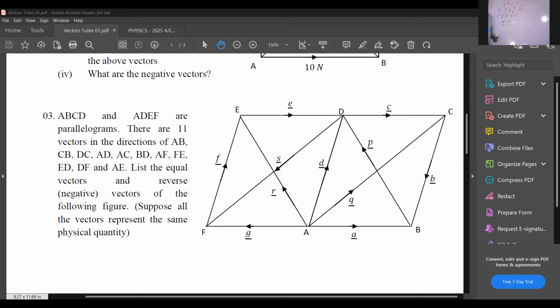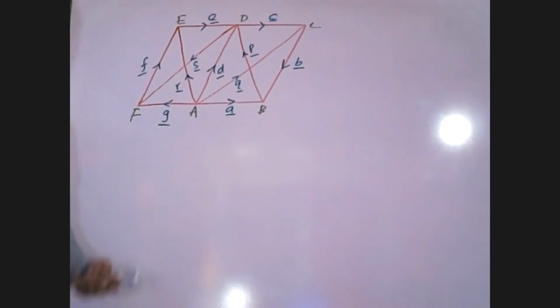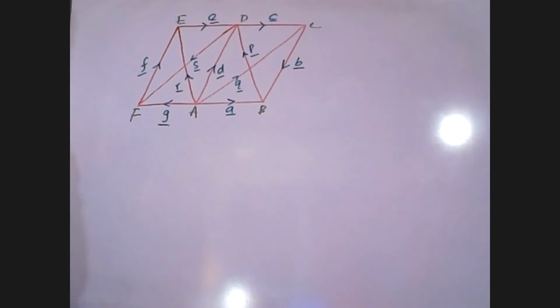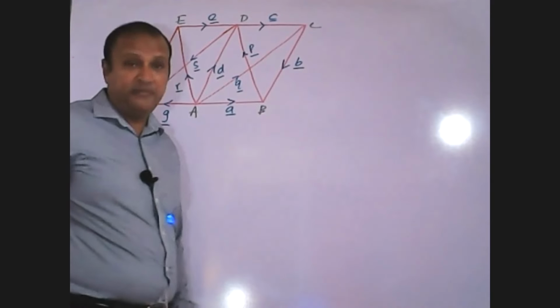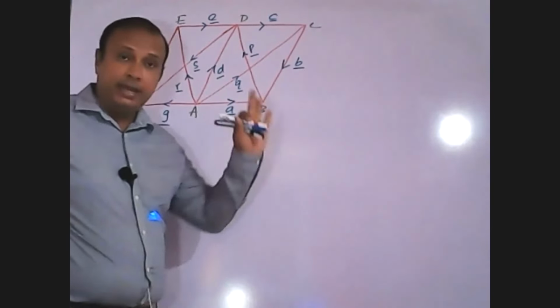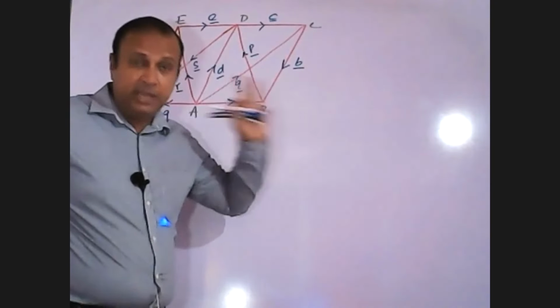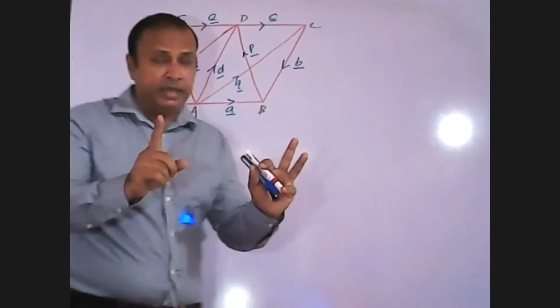Okay, now look at the board. According to the final data, those are equal. That means their lengths are equal. Now you have to check the equal values, equal vectors. Equal vectors means length should be equal, arrowhead should be equal. The first thing, length should be equal.